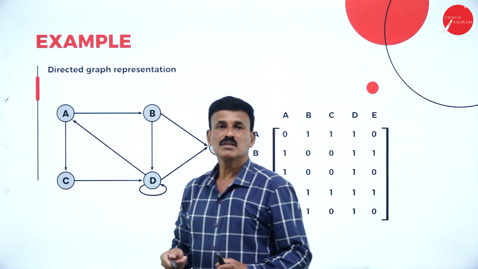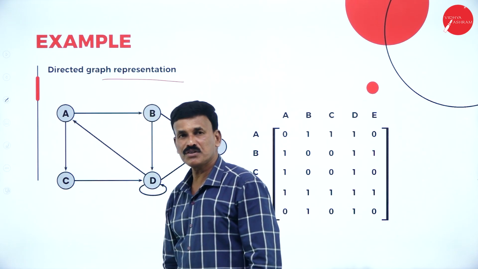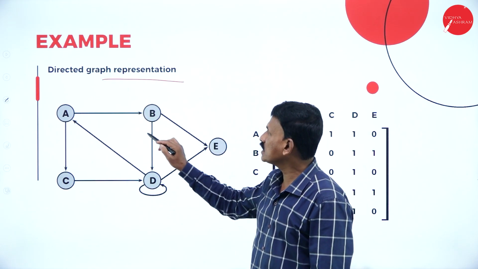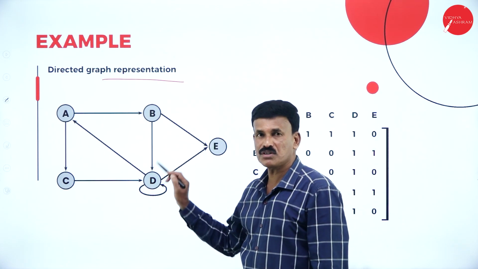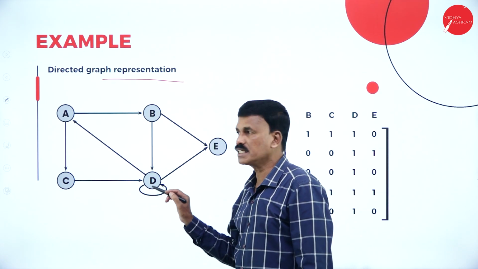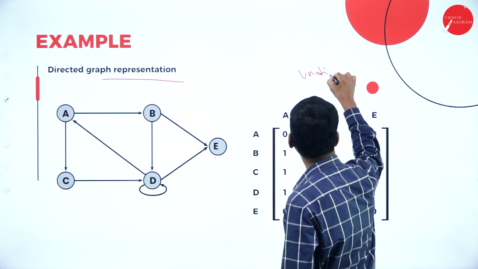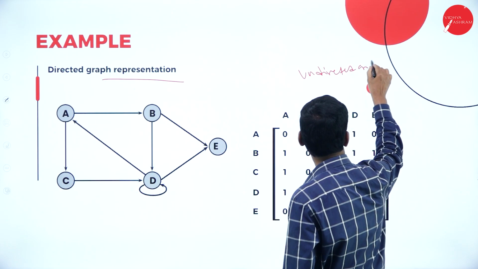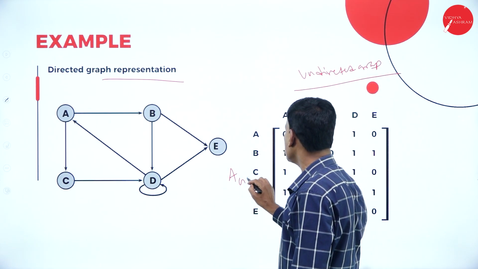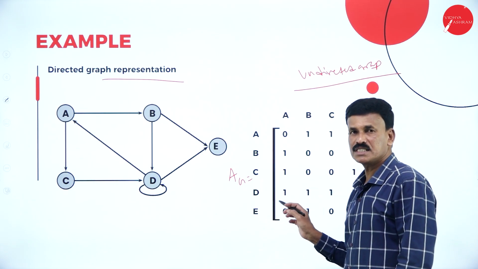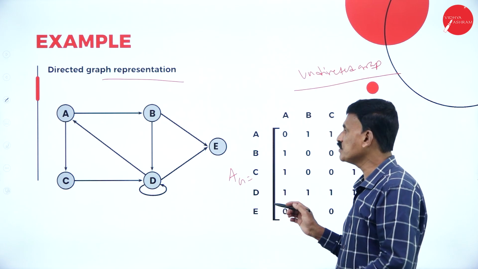Okay. Now let us come to the next problem, directed graph. We have to find the adjacency matrix for this directed graph. Let us first consider that the graph is not directed. For an undirected graph, the adjacency matrix is just like the previous problem.